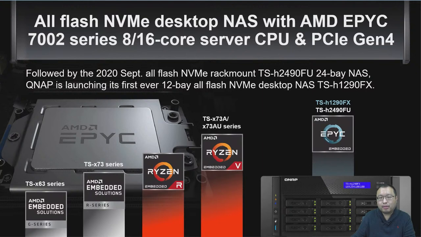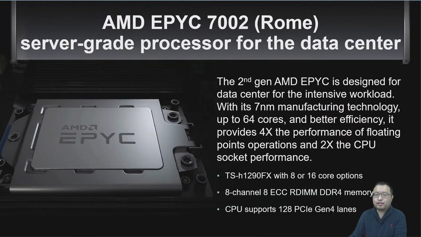So that made us spend almost a year to design the brand new, first-ever, groundbreaking, most powerful desktop all-flash NAS, the new 12-bay TS-h1290FX, utilizing the highest-performance AMD EPYC 7002 series processors. So why is the processor so powerful? The second generation is based on their Rome codename family of server-grade processors, which provides much better performance over the previous generation. The NAS comes with either 8-core or 16-core CPU options, even though the processor provides up to a very powerful 64-core capability.